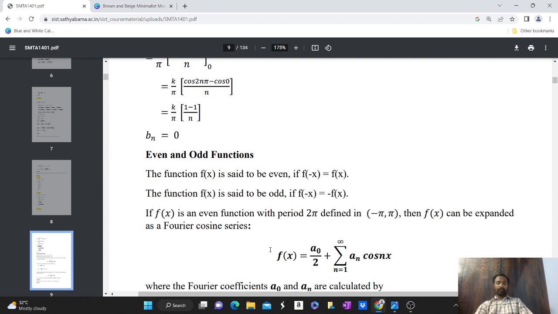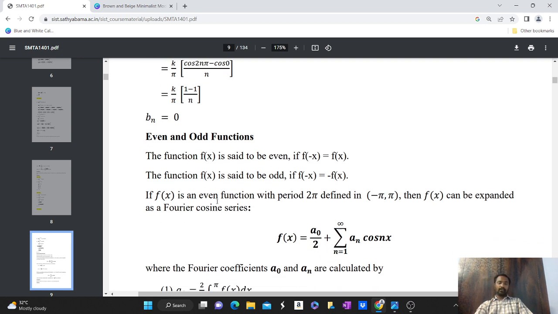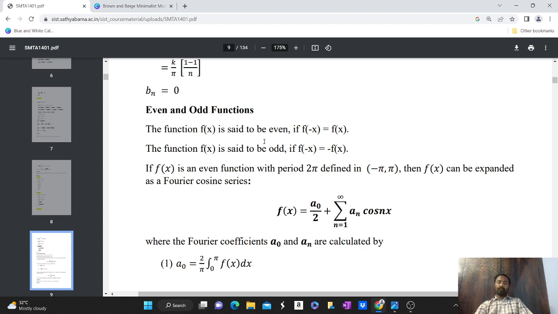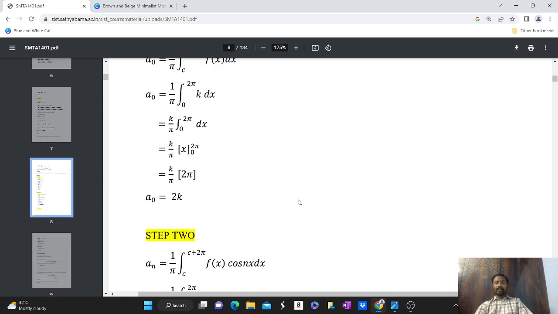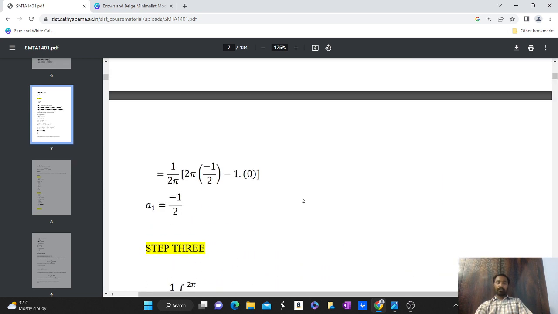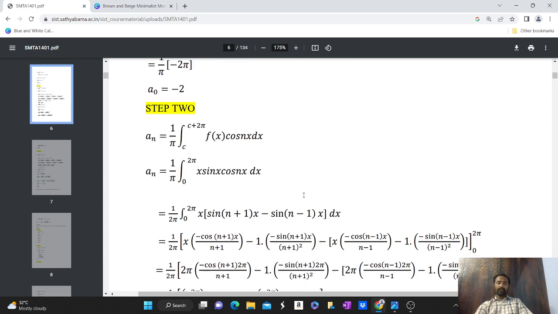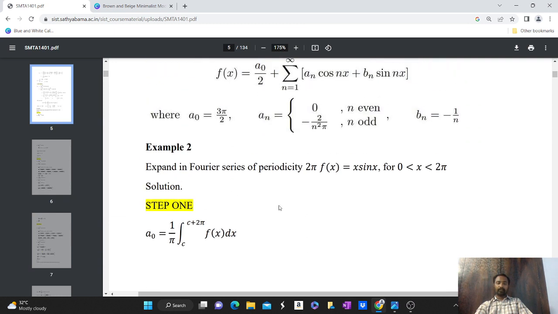This one is very important. Even and odd functions. The function f of x is said to be even if f of minus x is equal to f of x. And the function f of x is said to be odd if f of minus x equal to minus f of x. These two are very important conditions for even and odd functions. Now let us discuss another example of a Fourier series. Here is a very important problem. Here, expand in Fourier series.